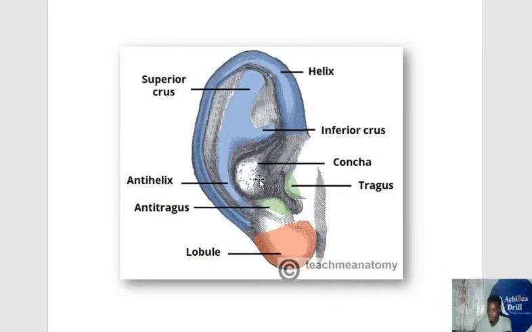Here is the textbook picture from Teach Me Anatomy showing the various parts of the external ear. So, that's that about that.